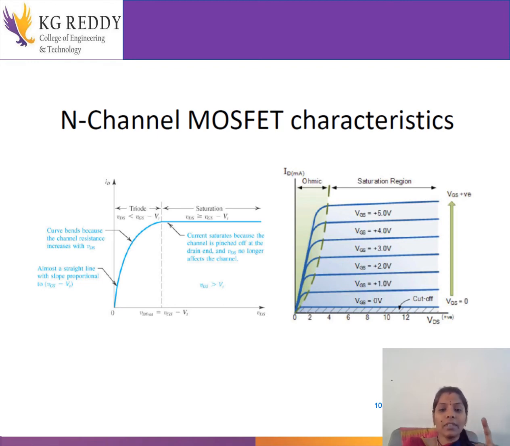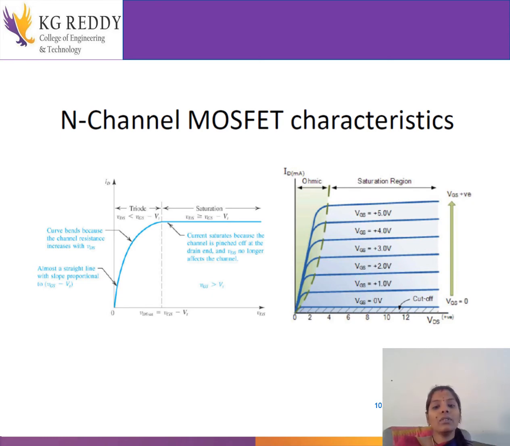Input characteristics we represent with the gate voltage versus drain current plot. When I talk about the output characteristics, we talk about the output voltage versus output current. That means drain current versus drain voltage we will plot for the output characteristics, and for the input characteristics we will plot gate voltage versus drain current.